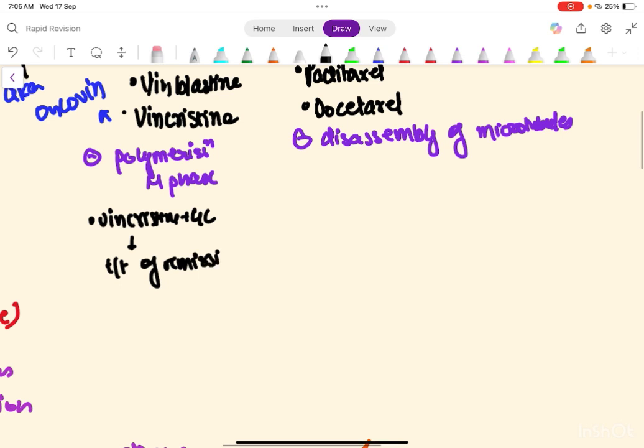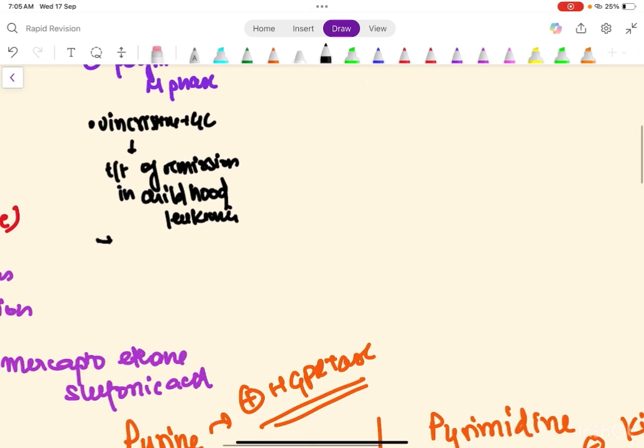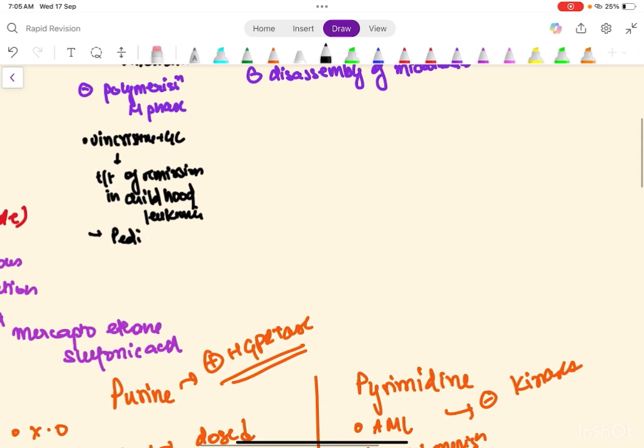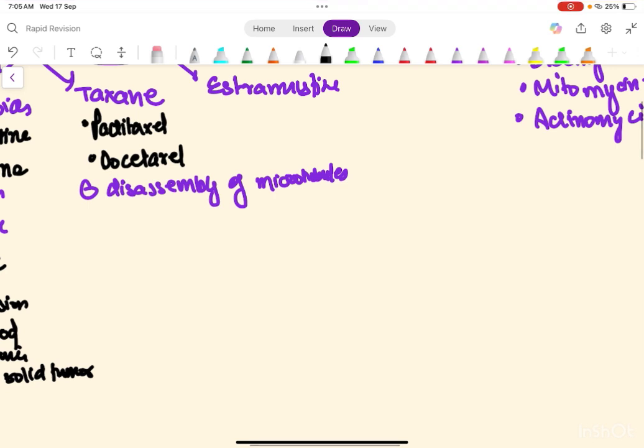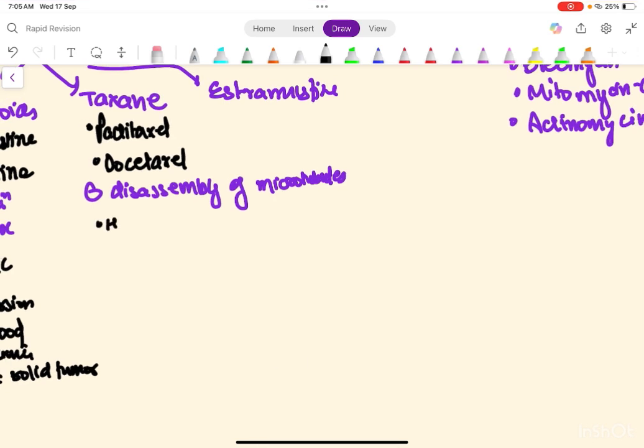remission of childhood leukemia. Then they are specifically used for pediatric solid tumors like Wilms tumor, neuroblastoma, rhabdomyosarcoma, and so on. Alright, then all this is fine. Now over here, they can also cause hypersensitivity reaction, basically paclitaxel, not docetaxel. Because why? Because they are protein bound, so that is why it is not.